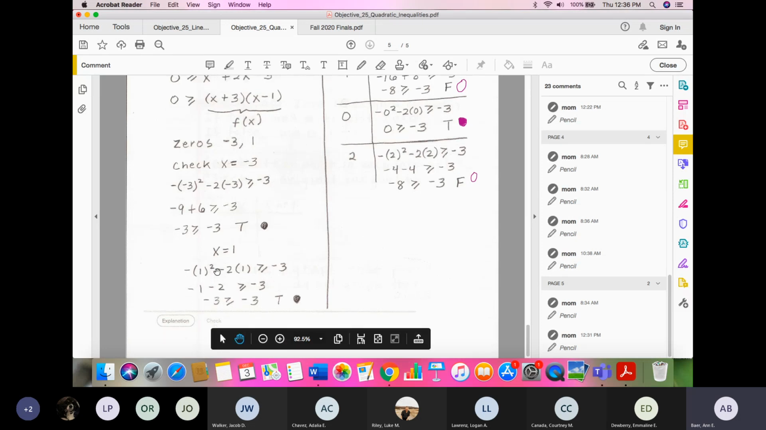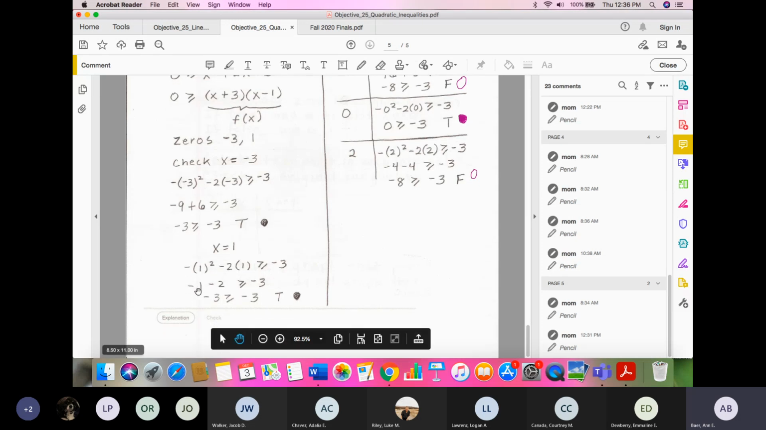1 squared is 1 times 1, which is 1, with the negative out in front, so that's negative 1, minus 2 times 1, which is 2. So we get minus 2, greater than or equal to negative 3. So we get negative 3 greater than or equal to negative 3. That's also true, because this is the equal sign. It's only one part of the inequality sign, but it's the equal sign. Negative 3 is equal to negative 3. That is a true statement.